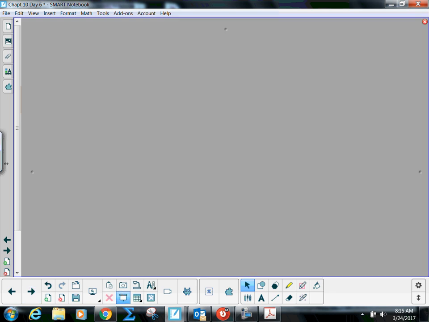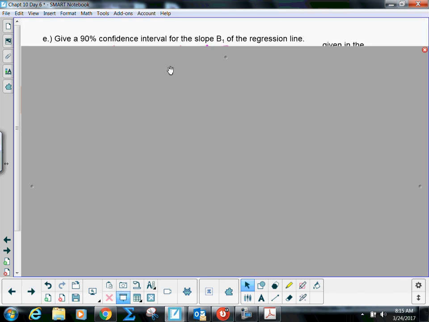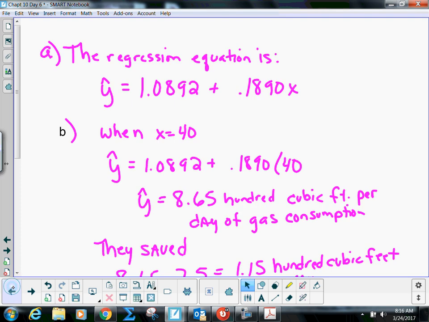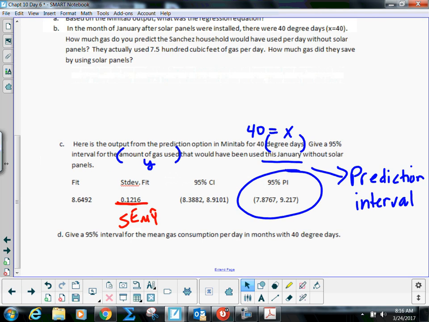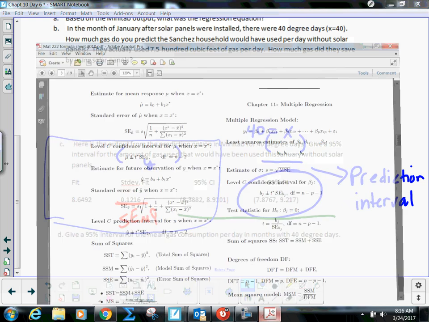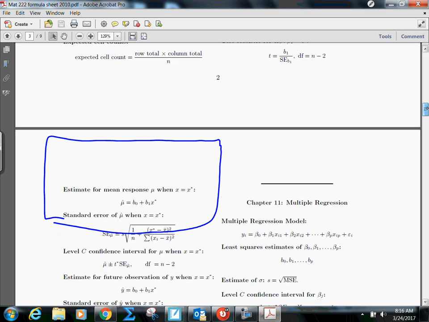Okay, the next problem, part E, right? I gave you part E. Give a 90% confidence interval for the slope, beta 1, of the regression line. So I want you to do a 90% confidence interval for the slope. Now, think about it for a second. I'm talking about the slope. Am I talking about this output right here when I'm referring to the slope? Is this referring to the slope? No, this stuff down here is referring to the y value, right? I want a 90% confidence interval for the slope. So I go to my formula sheet.